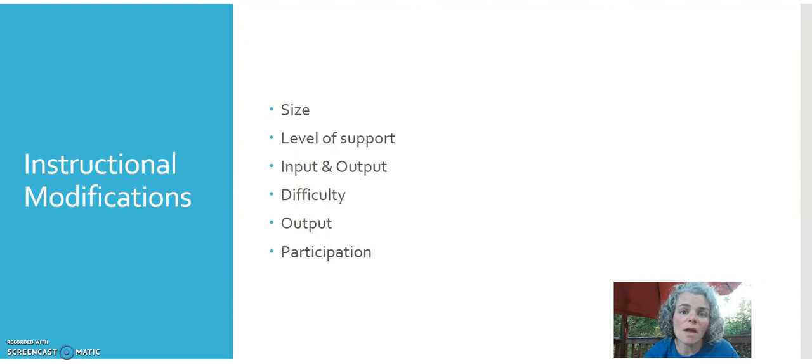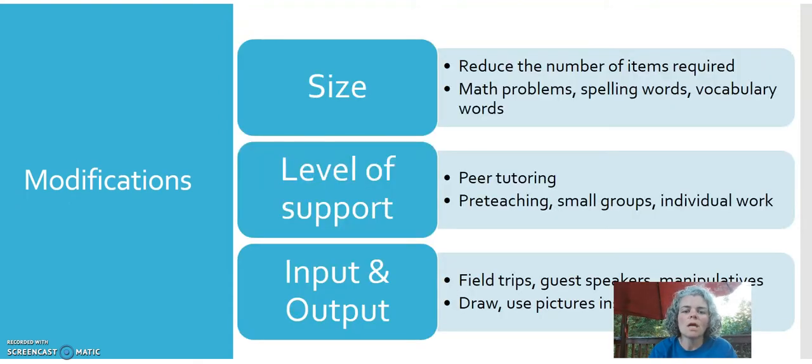All right, so let's talk about modifications to instruction. We've got size, level of support, input, output, difficulty, and participation. So let's talk about what each of those mean. When we think about the size, we're reducing the number of items required. For example, if you're giving a worksheet of 20 math problems, you have them do 10 math problems, 5 math problems. So you're basically just cutting down the amount of work that they need to do.